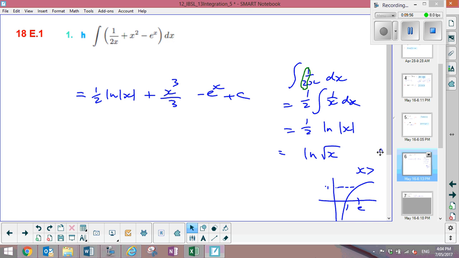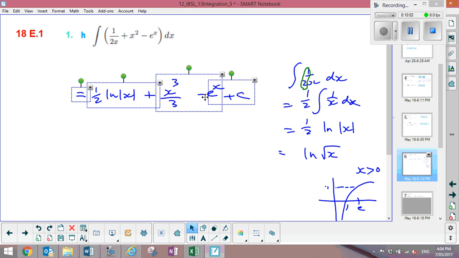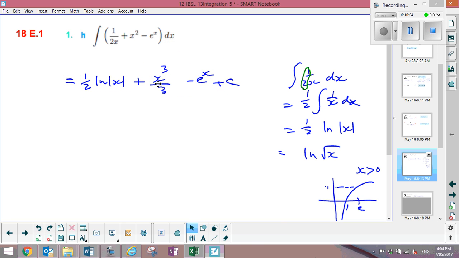And now 0, x is greater than or equal to 0. And then taking the other terms here, integral of x squared becomes x cubed, the power of 3, and then divide by 3, minus integral of e to the x is e to the x, and then don't forget the plus c at the end.